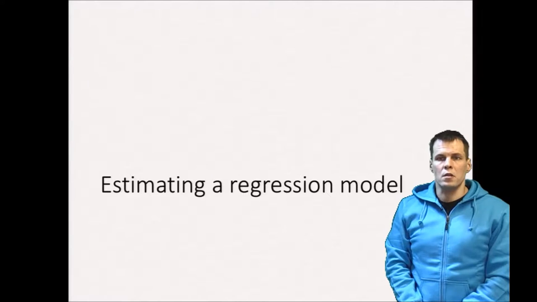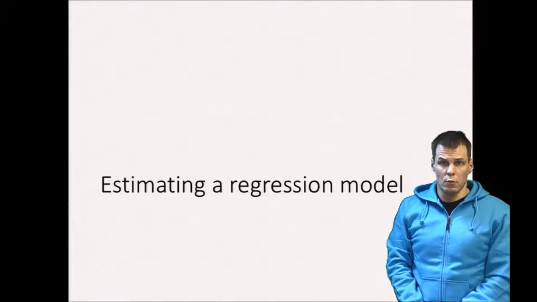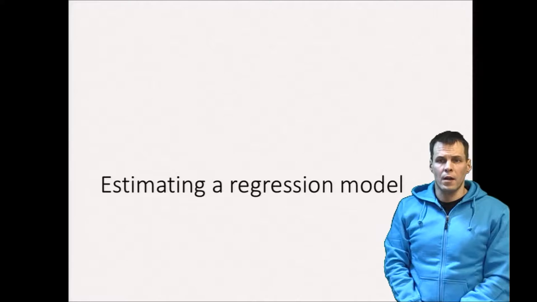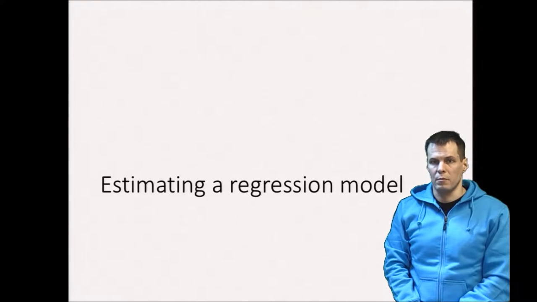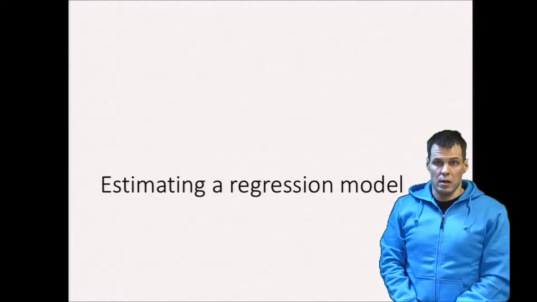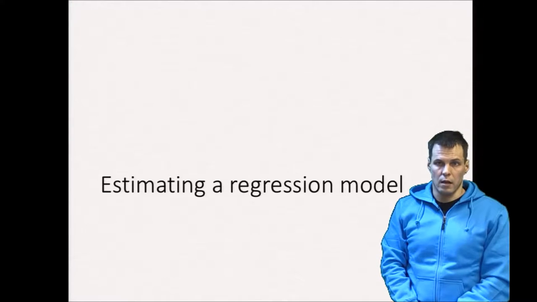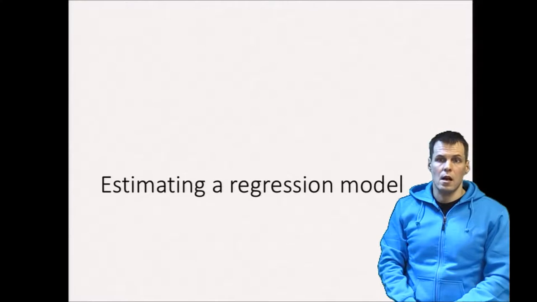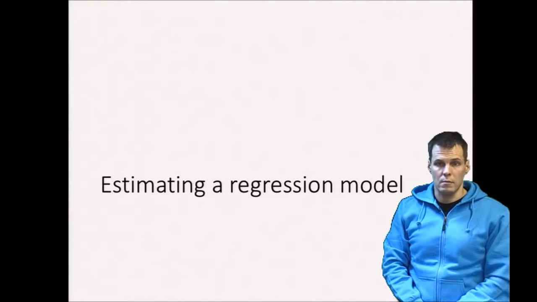So regression analysis basically draws a line through the data, and the line is defined by regression coefficients, or the betas in the model. And our task now is to figure out how we estimate those betas. So we give regression analysis some data of the dependent variable and one or more independent variables, and the regression analysis tells us where the best line goes, and the line is defined by the betas. So how does the analysis know which line is the best?